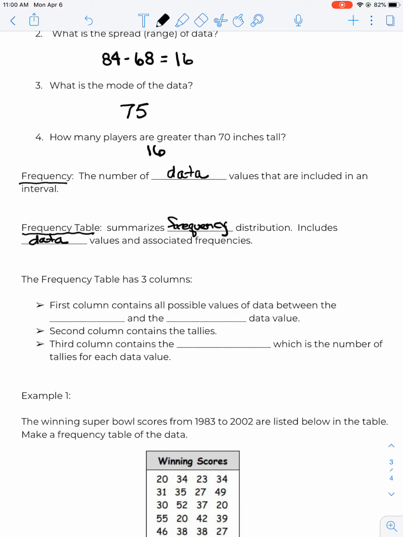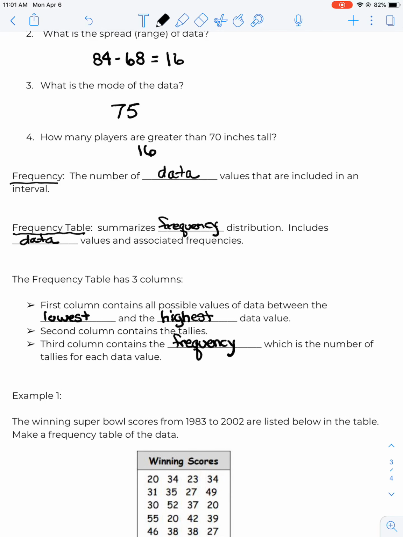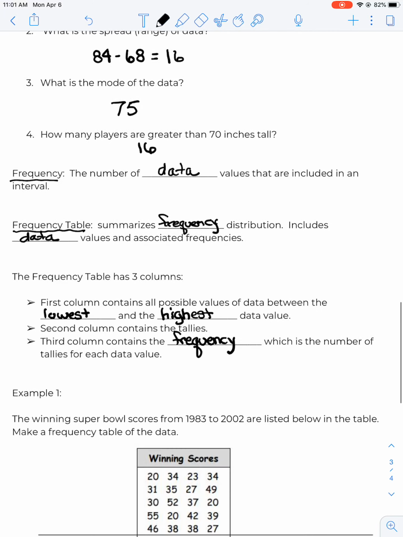The first column contains all possible values of data between the lowest and the highest data value. The second column contains the tallies, and the third column contains the frequency, which is the number of tallies for each data value. So now we're going to look at a frequency table, and we are going to actually be working with one.